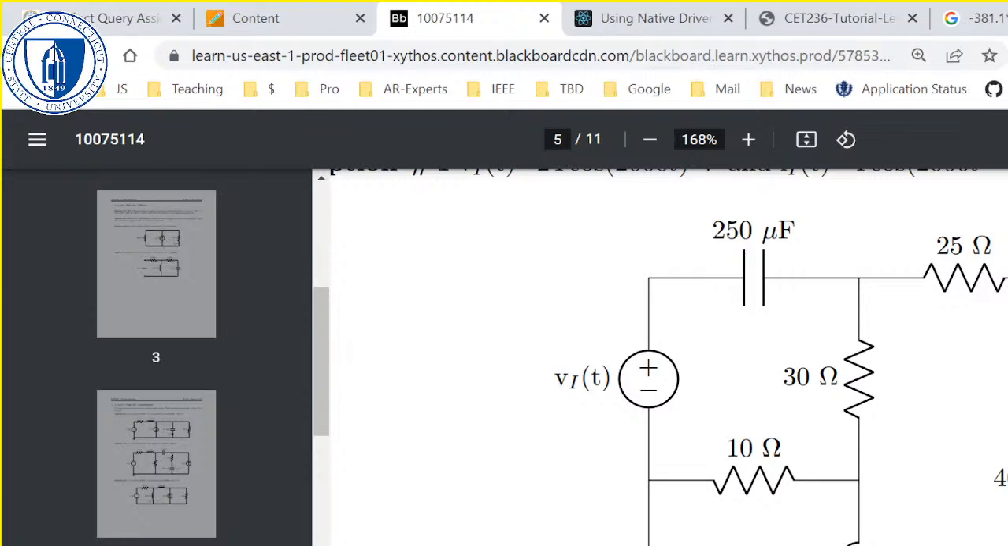But the main thing to do on the call, when I talk to you, is explain process. I'm looking that you understand the steps you have to approach in mesh analysis or nodal analysis or superposition. If you know what Ohm's law is, if you know what KCL is, if you know what KVL is, that sort of stuff.